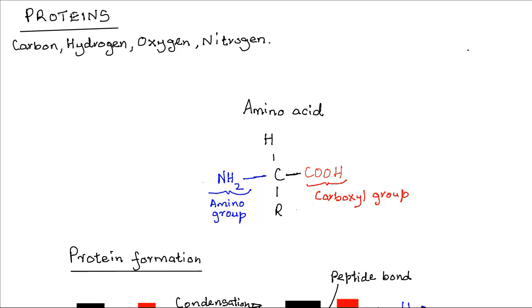Hello, in this lesson we look at proteins. Proteins consist of 4 elements, namely carbon, hydrogen, oxygen, and nitrogen. And sometimes other elements such as sulfur and phosphorus may be incorporated in the protein structure, but that is not always the case. Thus, all proteins consist of the 4 elements: carbon, hydrogen, oxygen, and nitrogen.